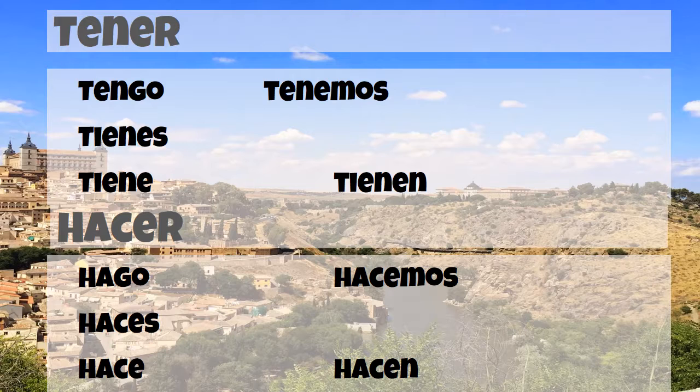Okay, so tener, in addition to being a go verb, is also a stem changing verb. And again, in the vosotros form, there is no stem changing, so it would be tenéis. Now, hacer, it's a go verb, but if you look at all the other verb conjugations, they're completely normal.